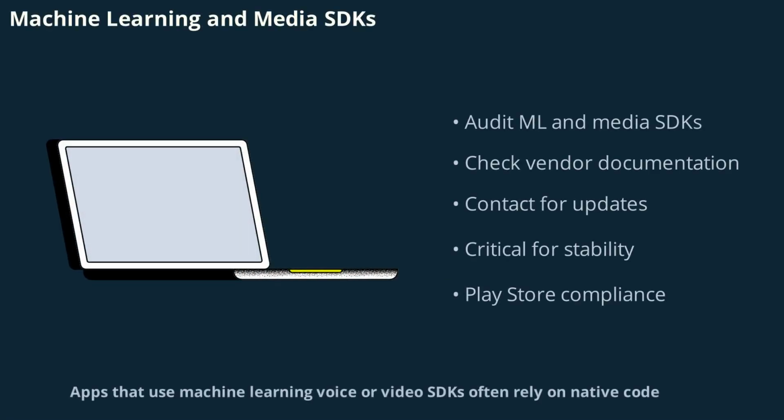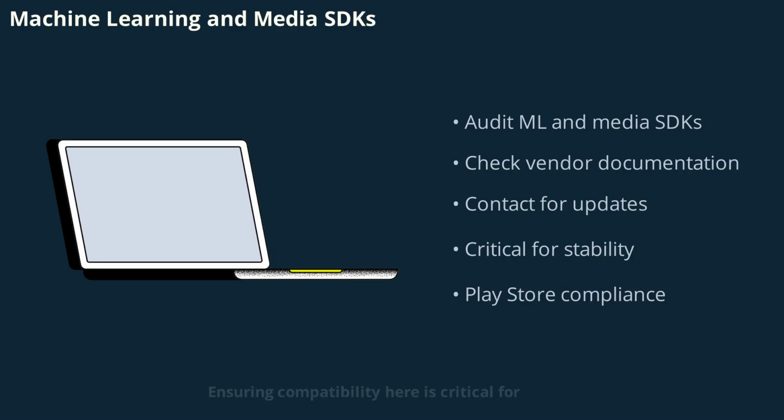Apps that use machine learning, voice, or video SDKs often rely on native code. These libraries must be audited for 16 KB page size support. If you use popular SDKs, check their documentation or contact the vendor for updates. Ensuring compatibility here is critical for app stability and Play Store compliance.